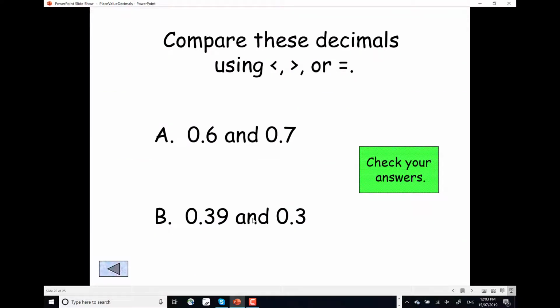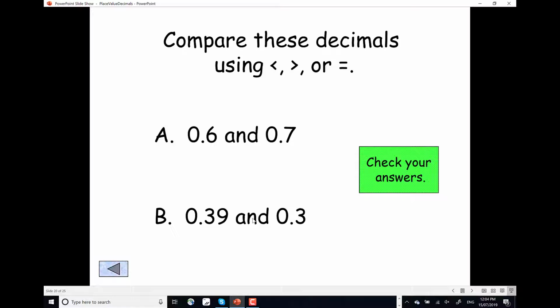Okay, compare these decimals using the greater than or less than or equal sign. So, A, is 0.6 bigger, smaller, or equal to 0.7? And B, is 0.39 bigger, smaller, or equal to 0.3? Have a go on your own.